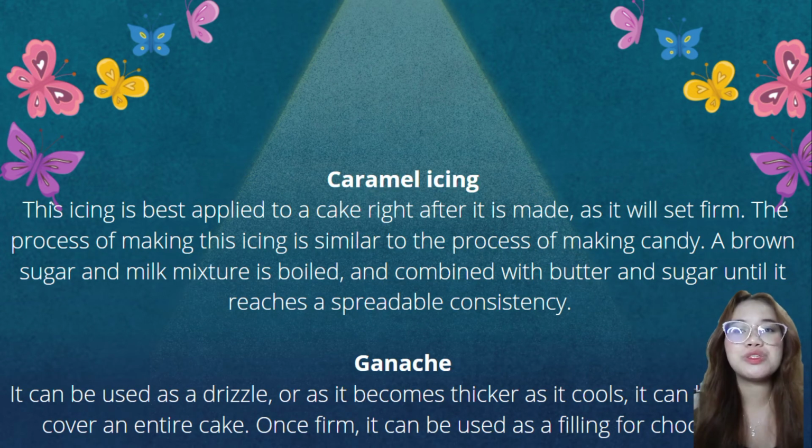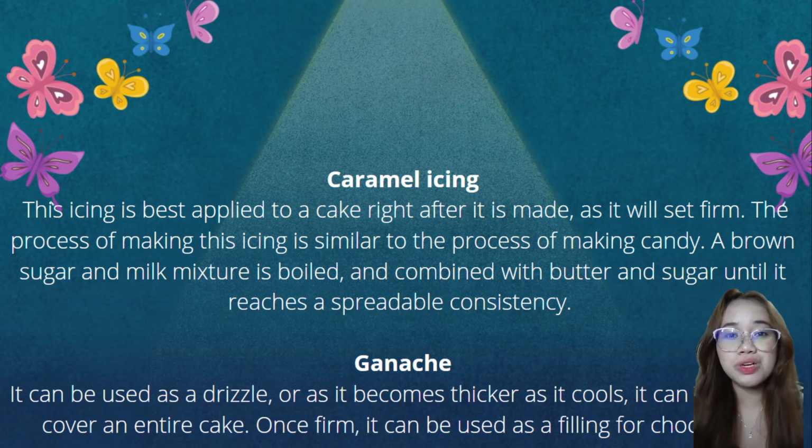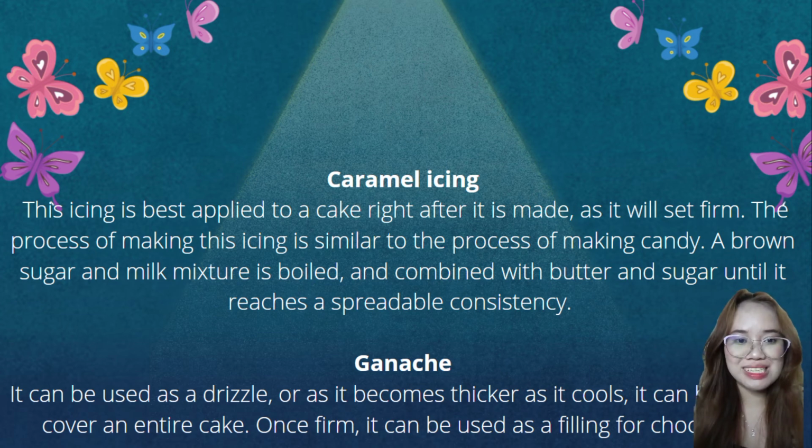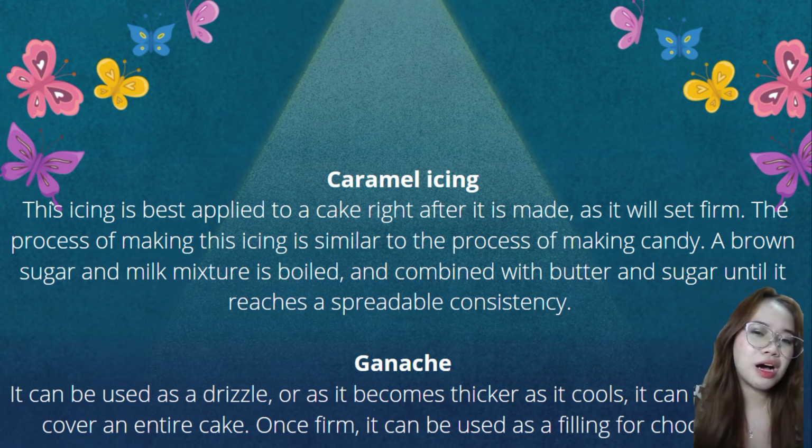Let's move on to caramel icing. So this icing is best applied to a cake right after it is made, so that it will set firm. So kasagaran ang gina-use for caramel is sugar. The process of making this icing is similar to the process of making candy. So a brown sugar and milk mixture is boiled and combined with water and sugar until it reaches a spreadable consistency. Yes. So as I mentioned, the common ingredient for caramel is sugar.